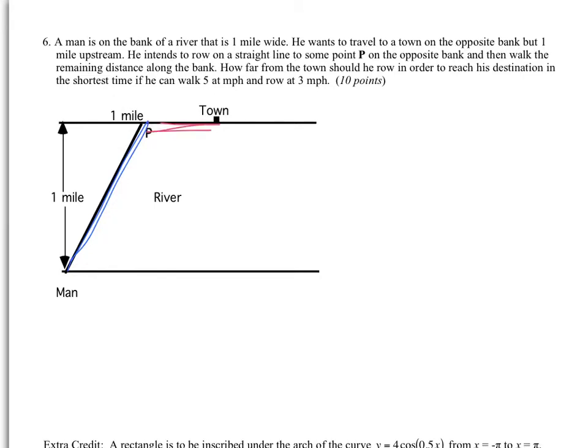Okay, so I'm going to call this distance x. Okay, and I'm going to use the Pythagorean theorem to come up with the distance that he's going to row. Okay, so I'll call that d for now. So d squared is equal to 1 squared plus x squared. So d is equal to the square root of 1 plus x squared.